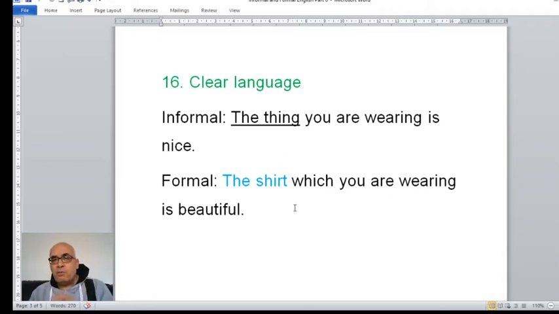So when I say formal, I mean speaking and writing, because we have formal speaking and formal writing. So I don't use the shirt, the thing is informal, the shirt is formal. I use which in formal English. I delete which in informal English.